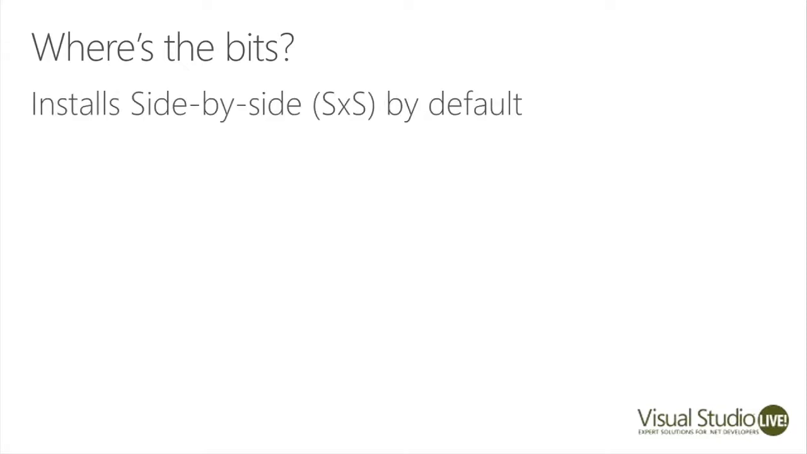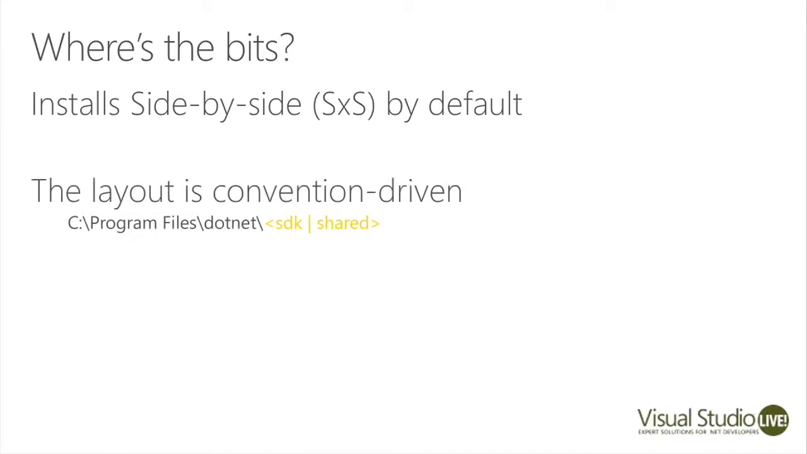All right, so everything that we just ran at the command line, where's the bits? So this installs side by side by default. We'll explore these folders in a moment. Let's talk about where everything is. It's a convention-driven layout. So everything that you need is at Program Files, .NET, and then a subfolder inside of there. And the main things that you'll want to look for typically are the SDK folder. Remember, the SDK is like the command line tooling. And shared, which really is the runtime that gets installed.